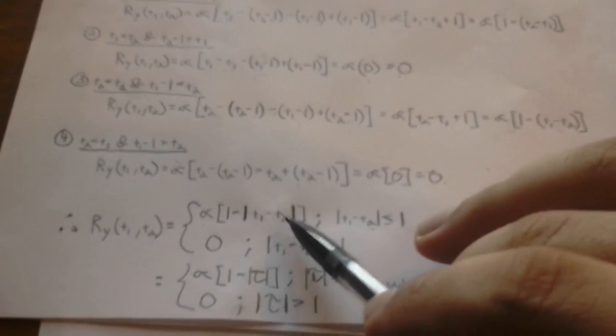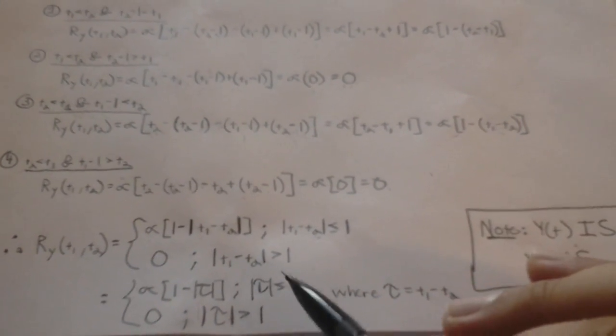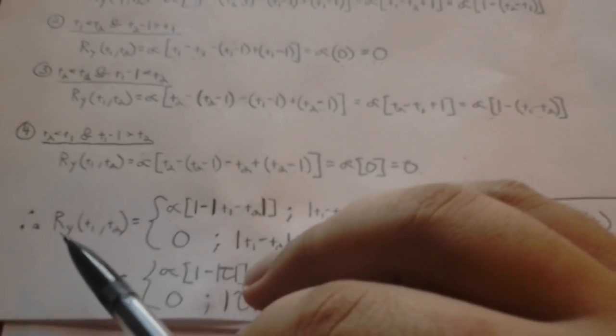Also, if you wanted to, we can rewrite this difference in terms of some generic tau value. If we define tau as equal to the difference between 2 and 1, we can basically write this as alpha times 1 minus the absolute value of tau for points where the absolute value of tau is less than or equal to 1, and 0 otherwise. So that's our answer for the autocorrelation in terms of y.